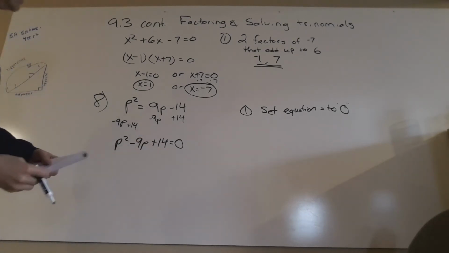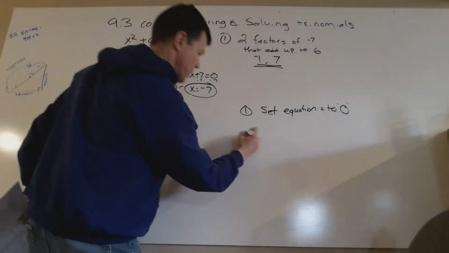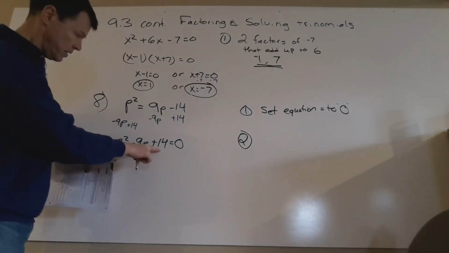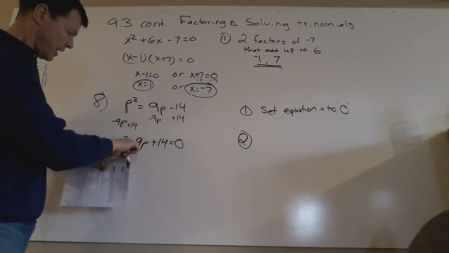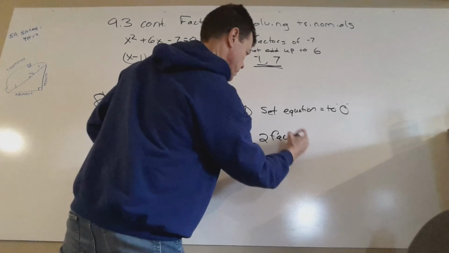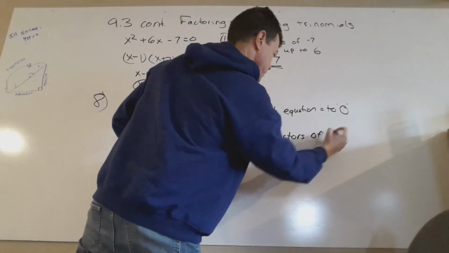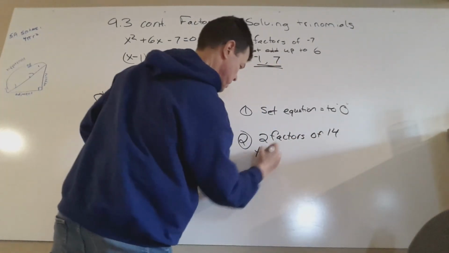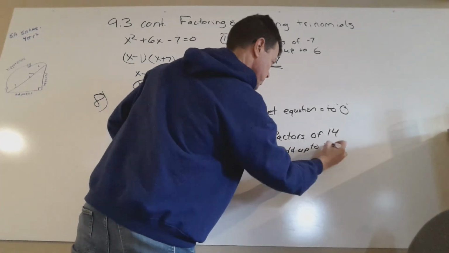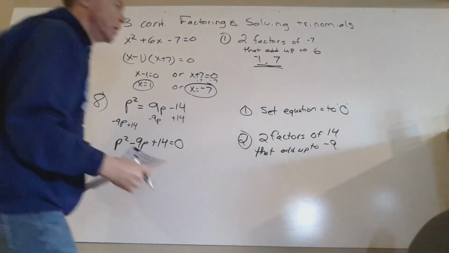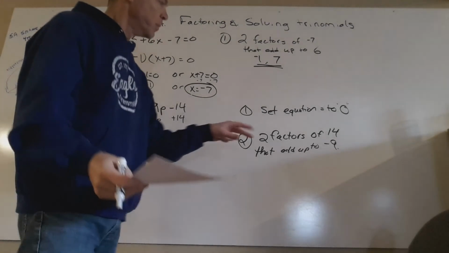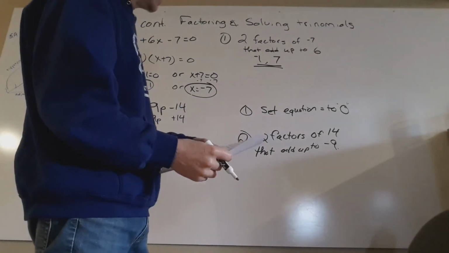It's equal to 0. Second step: two factors of 14 that add up to negative 9. All right, the factors of 14 are 1 and 14 and 2 and 7. But I need to have those so they add up to negative 9.